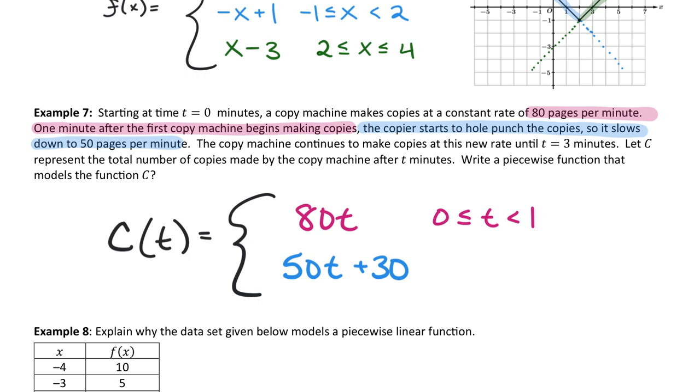But then the second copy machine rate, which is 50 copies per minute, starting with an additional 30, continues to make copies until 3 minutes. So we're going to say at 1 minute, it switches over to this, and it ends at 3 minutes. So two things to think about here. We got the 80t, 50t easy. What we need to remember too is that since this is a scenario where the copier is continuous, it just shifts its rate, we have to get these two to match at the point of switching. So at 1 minute, there's 80 pages out, and at 1 minute, there's still 80 pages out. You have to get them to match up.